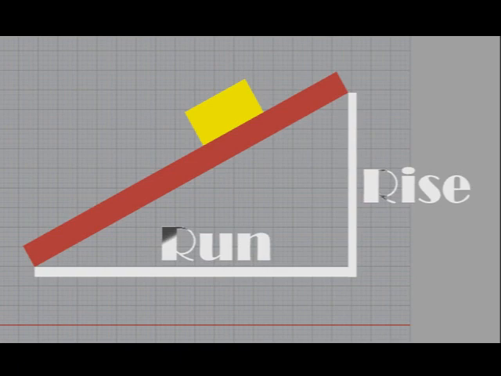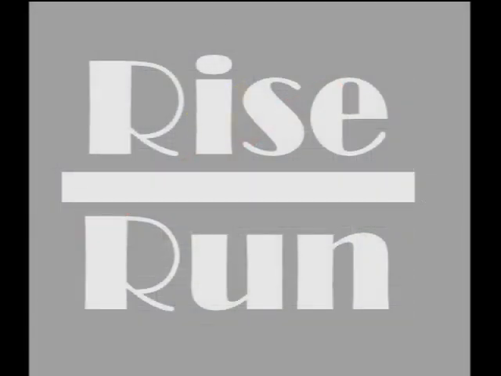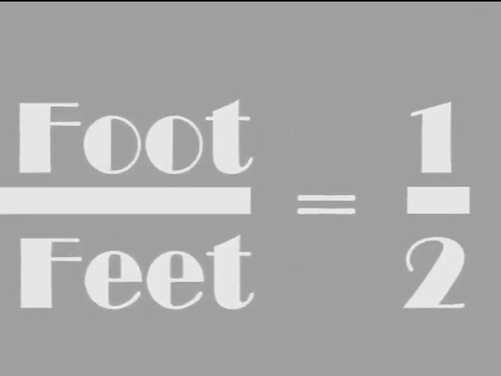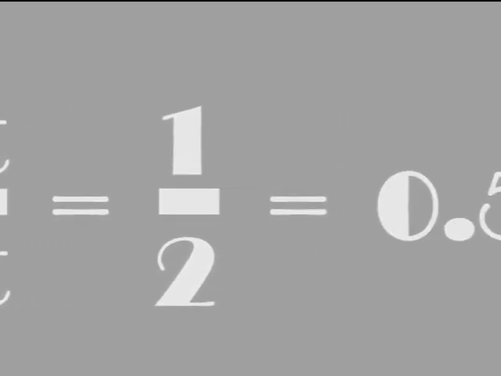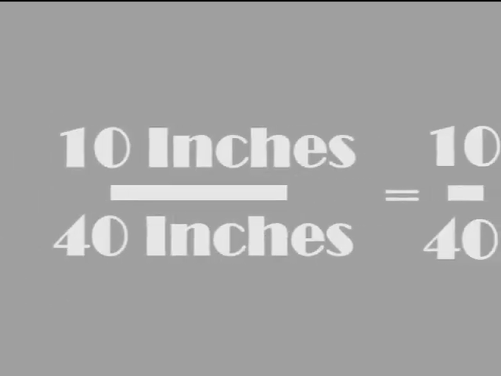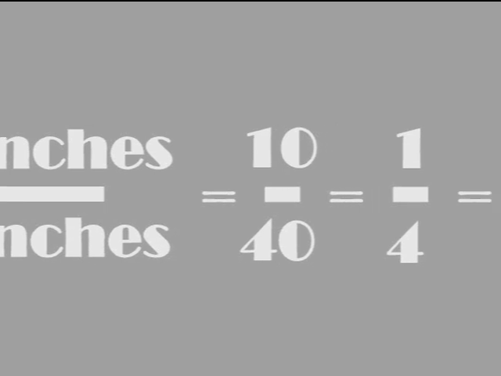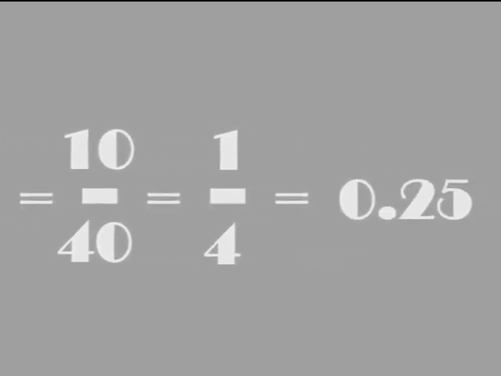The rise can be measured, and so can the run, and we can put these two numbers in a fractional form. The rise is the numerator and the run is the denominator. If the rise is 1 foot and the run is 2 feet, the fraction would be 1 over 2, or 1/2, or in decimal form, it would be 0.5. If the rise is 10 inches and the run is 40 inches, the fraction would be 10 over 40, or 1/4, or in decimal form, 0.25.